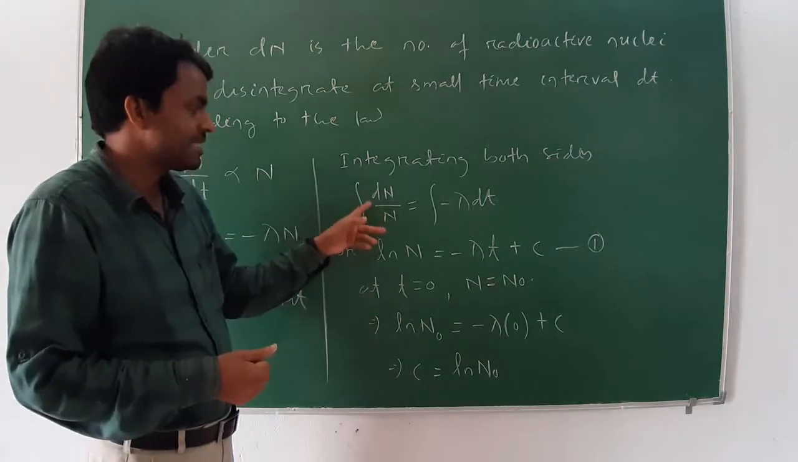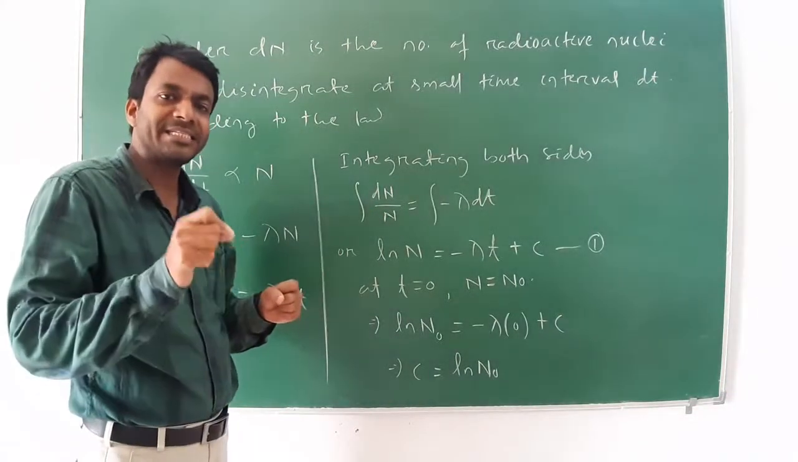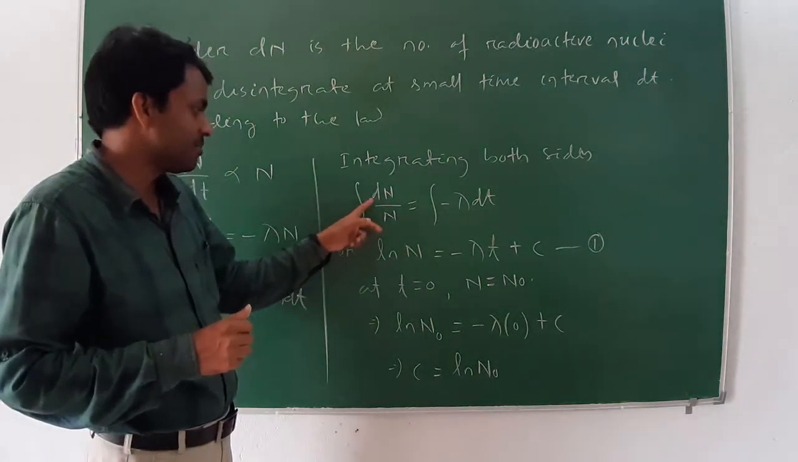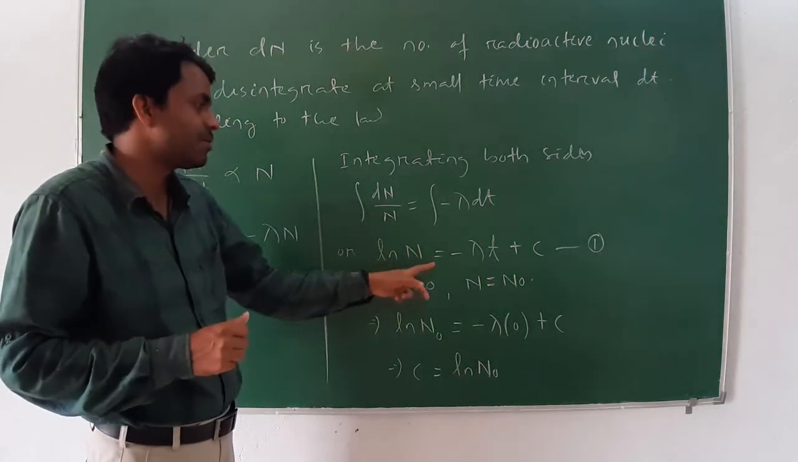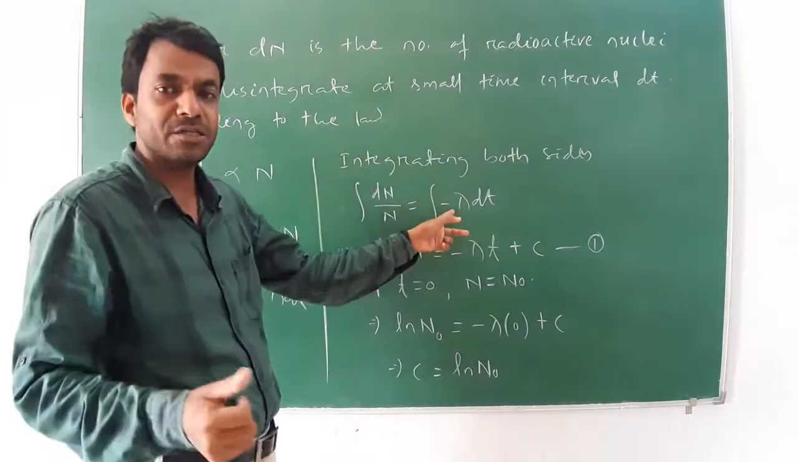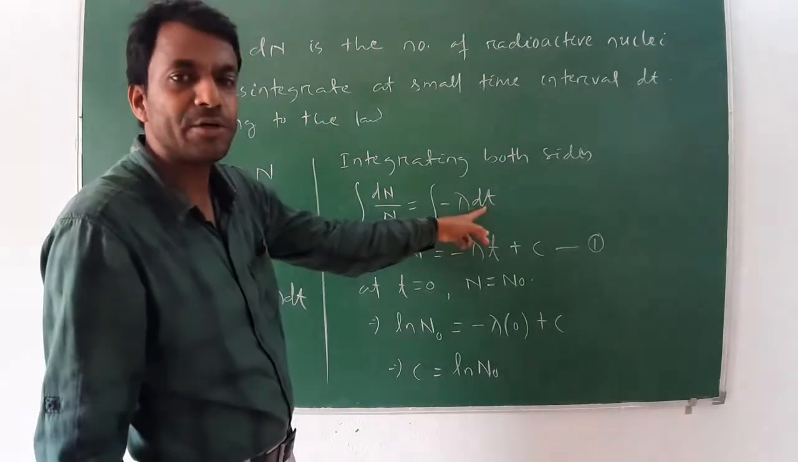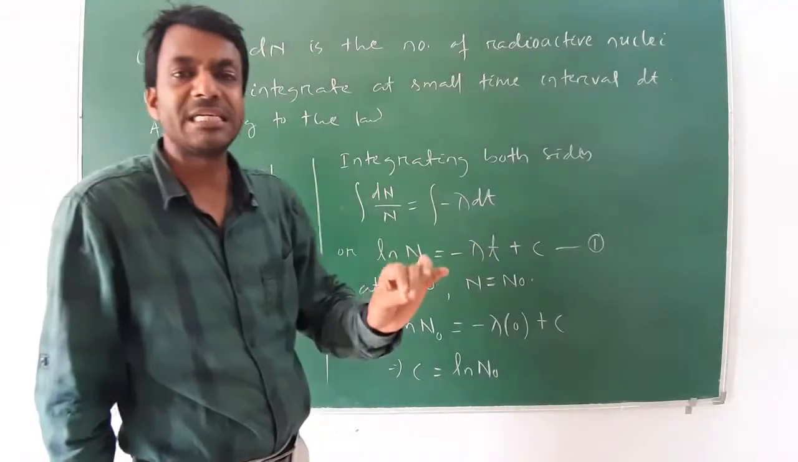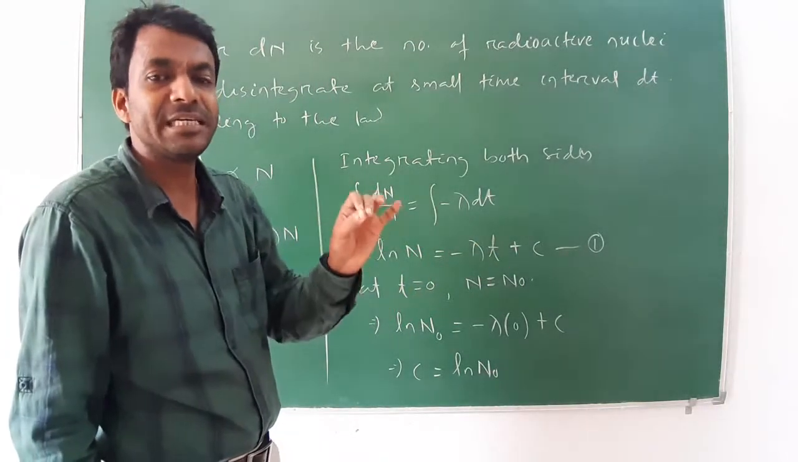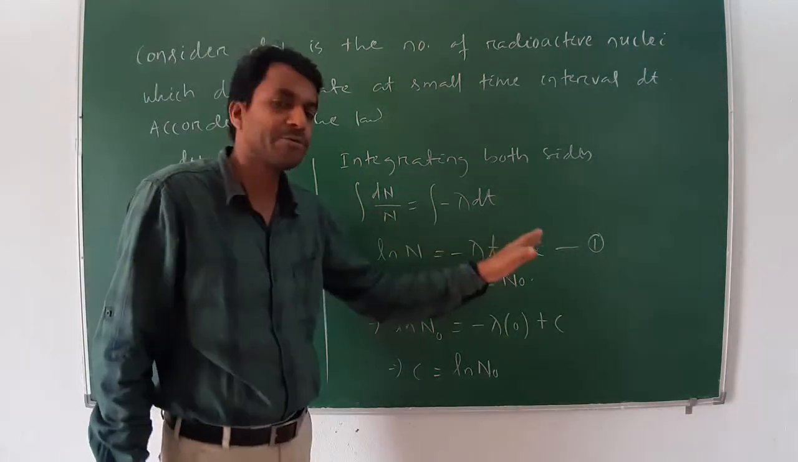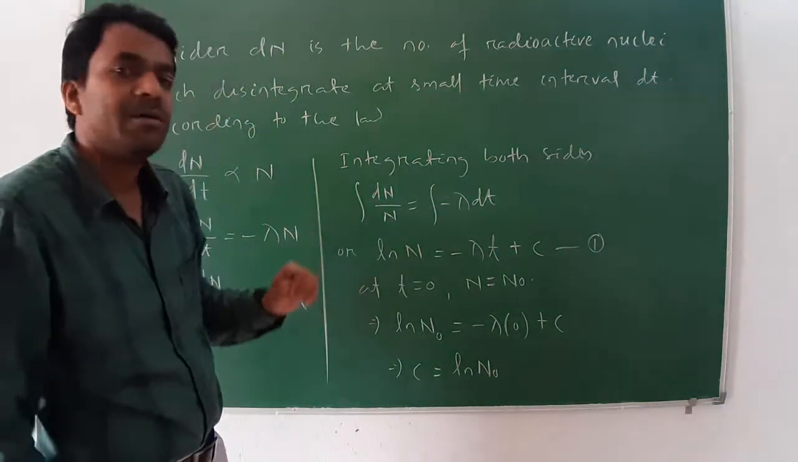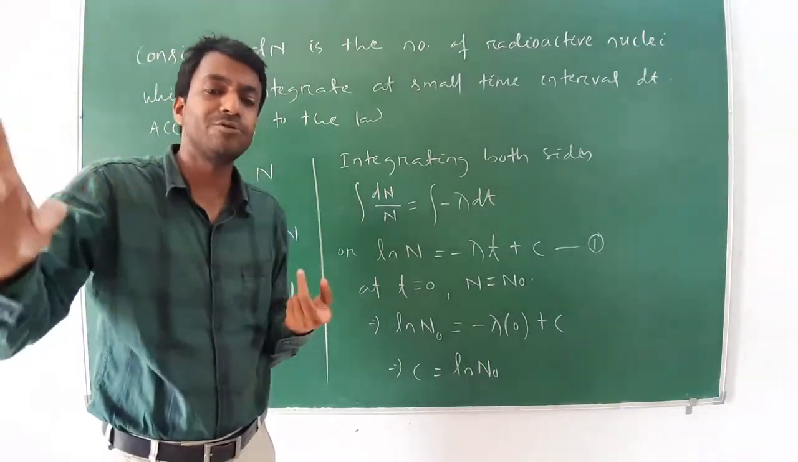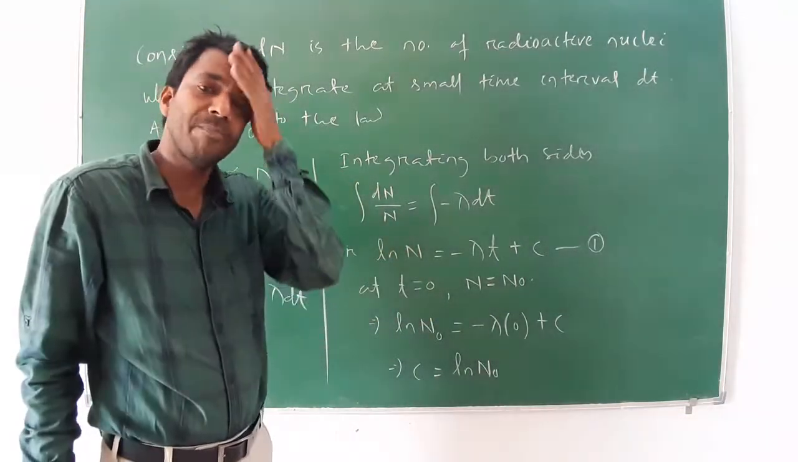Now what is the integration formula? The integration of 1 by x dx is equal to ln x. So the integration of dN by N is ln N, equal to minus lambda, which is a constant, times the integration of dt, which is t, so minus lambda t plus c. What is the value of c? c is the integration constant. That is equation 1.